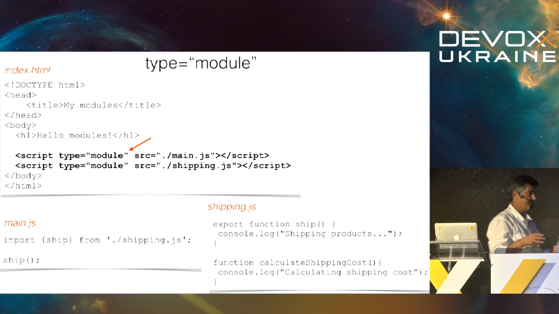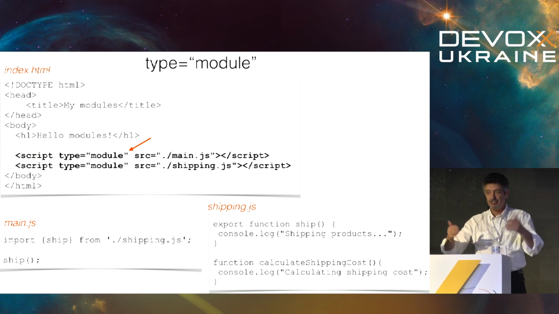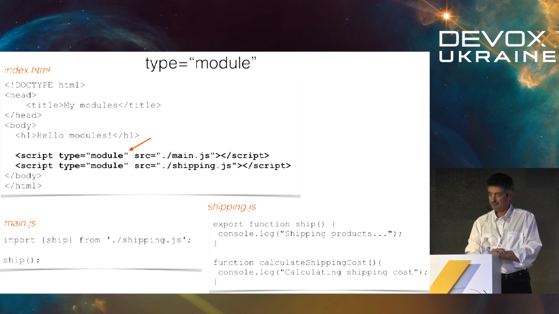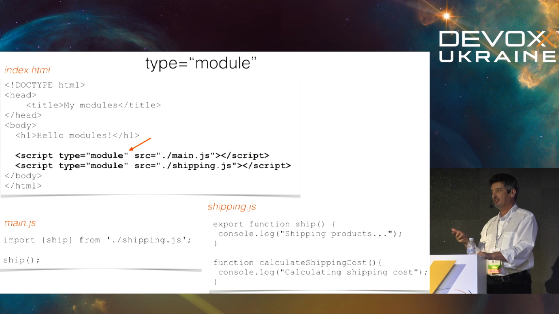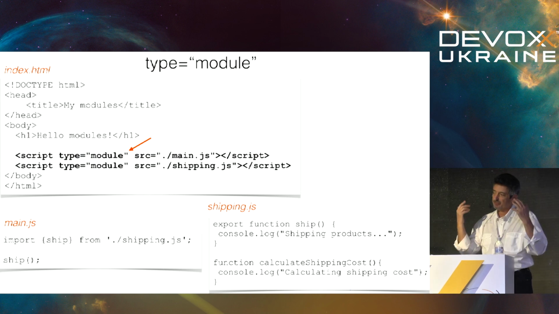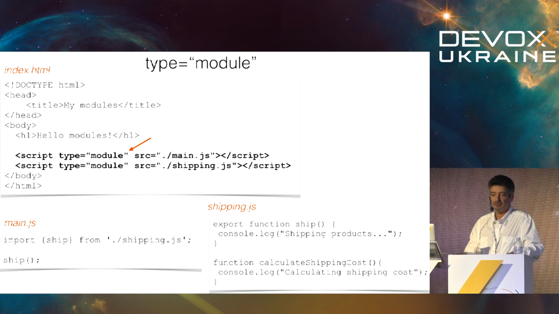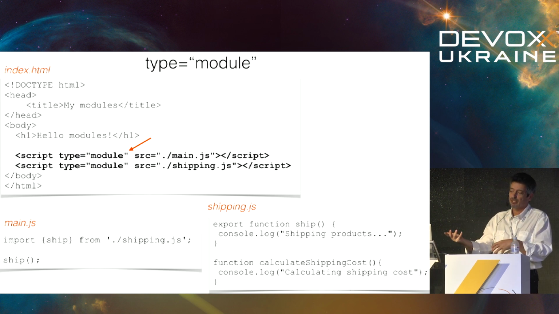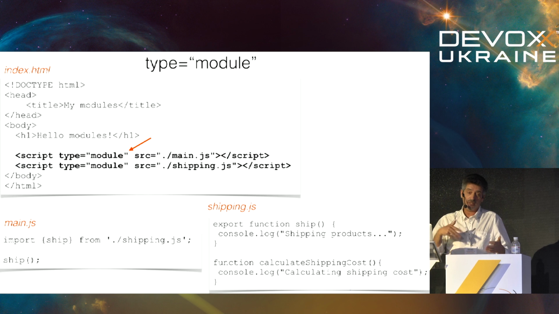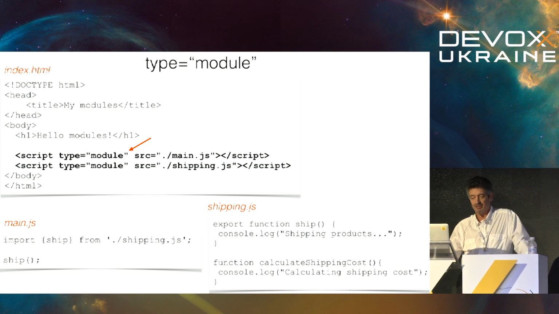What they did with ECMAScript 6, they said, these are the keywords, use them. But they didn't put a standard how browser is supposed to load them if there are separate modules. And because of that, different libraries were created. One of them was popular, System.js, right? They created a way to load ECMAScript 6 modules. But now you don't need to use any of these libraries.